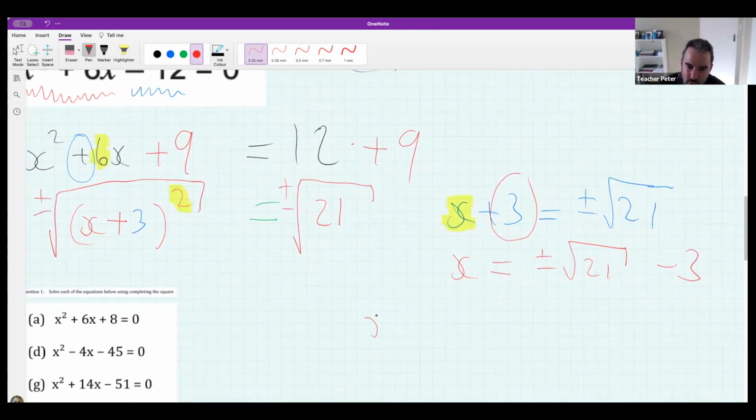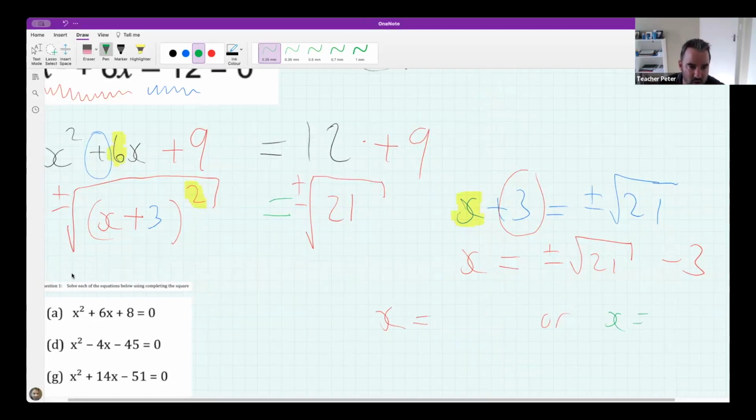Now, that is going to give you 2 decimal answers, and I want everyone to put that in your calculator and see what you get. So you get x equals plus or minus the square root of 21 minus 3, and I want everyone to put the answers in the chat, and then we are going to do our own question together now.